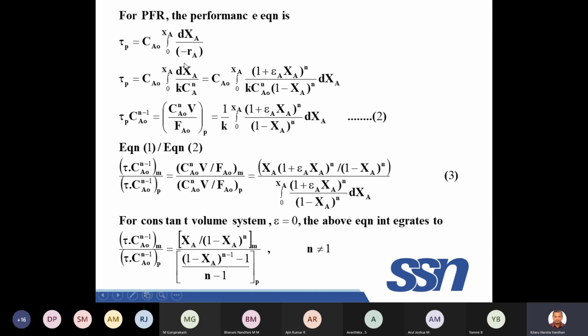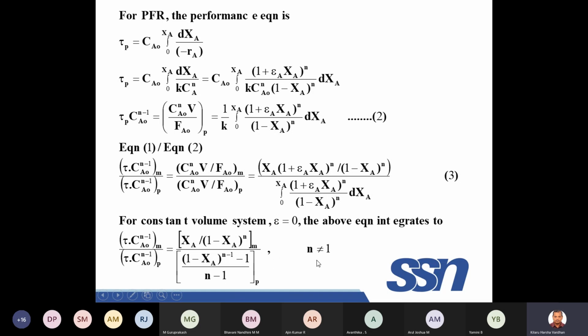So if you substitute and then simplify, you land with tau = P Ca naught^(n-1). And if you want to find the ratios, you have to divide this MFR by PFR or PFR by MFR, that's up to you. So he is dividing equation 1 by 2 and then equating epsilon A equal to 0. Then you get a simplified form of this particular equation.